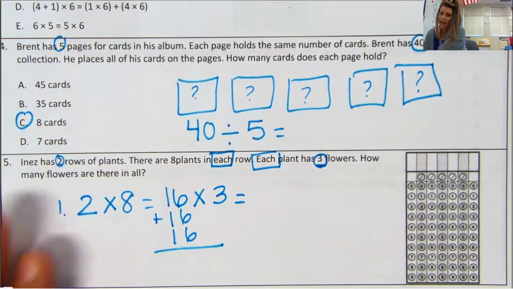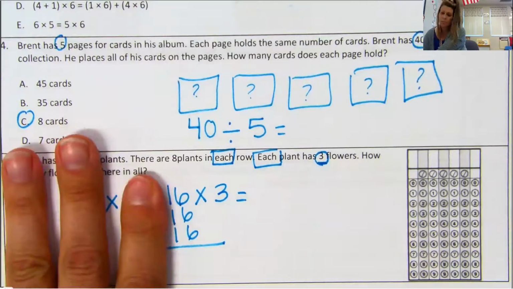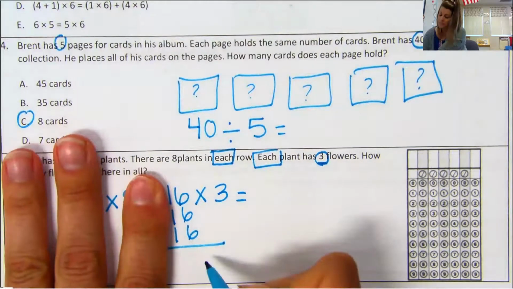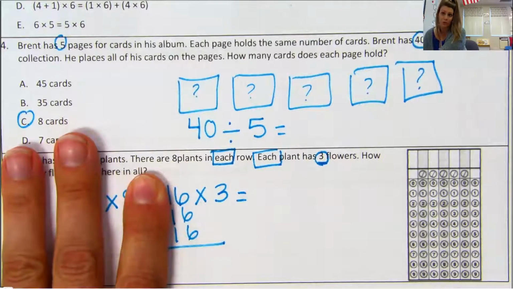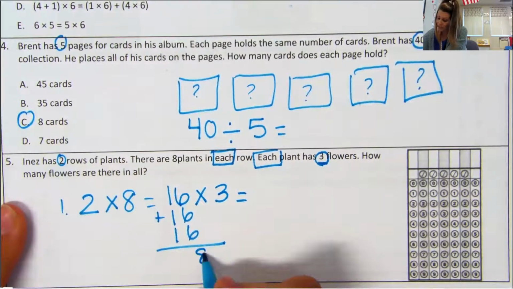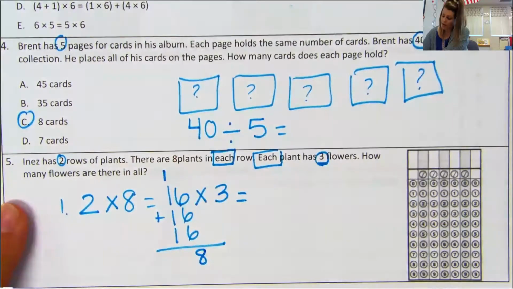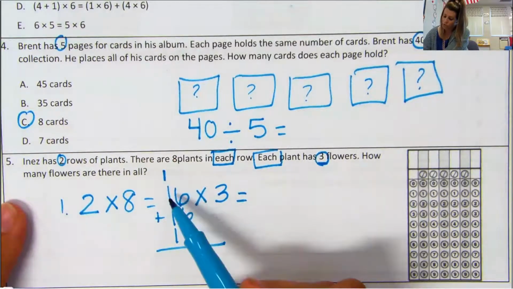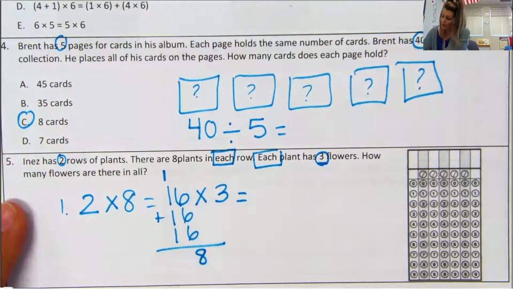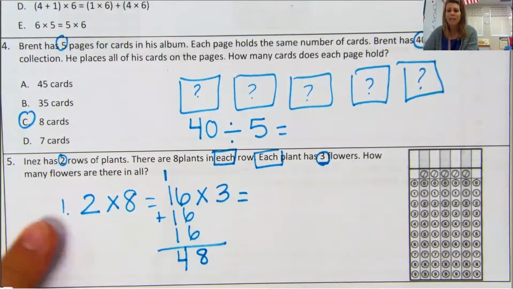Okay, then we can kind of think about this. 6 plus 6 plus 6, or 6 times 3. You know that. What's 6 times 3? 18. So put down the 8, carry the 1. And now we have 1, 2, 3, 4. You should have gotten 48.